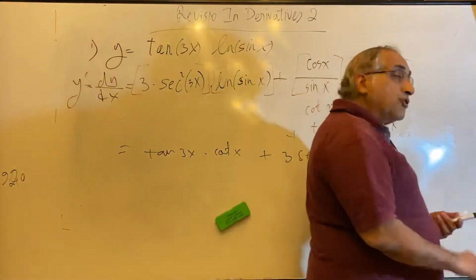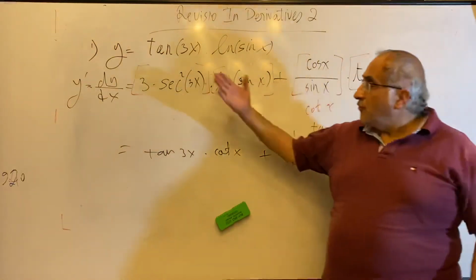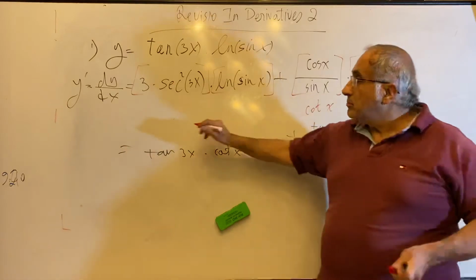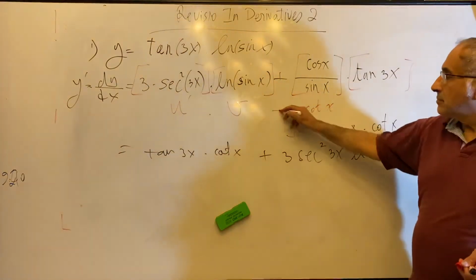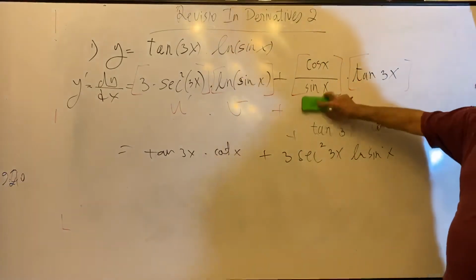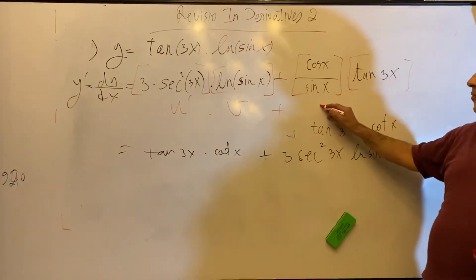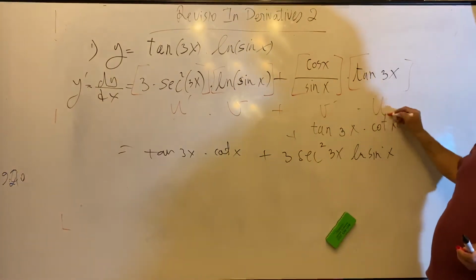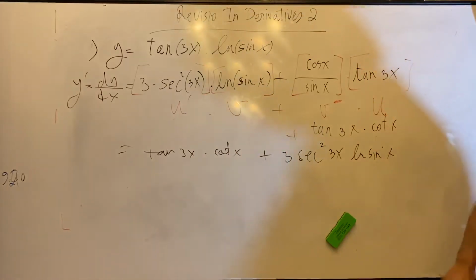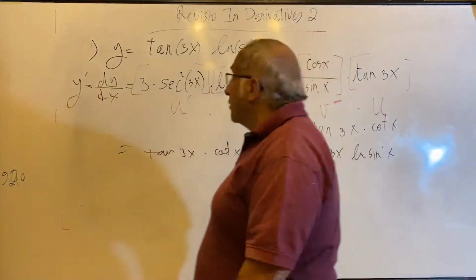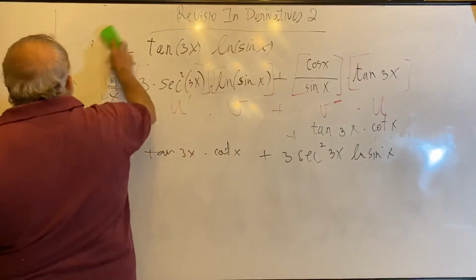That's using product rule. Derivative of the first times the second. Remember? Plus derivative of the second times the first. I will have to clean that. All right? You can pause it and study from it.